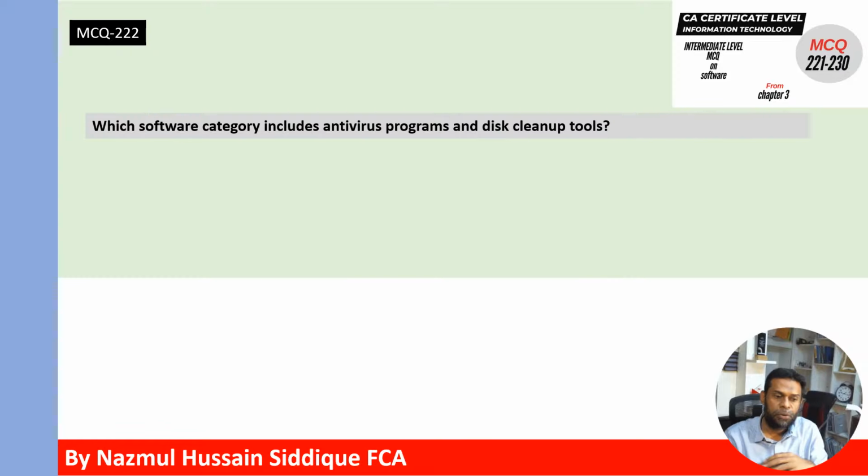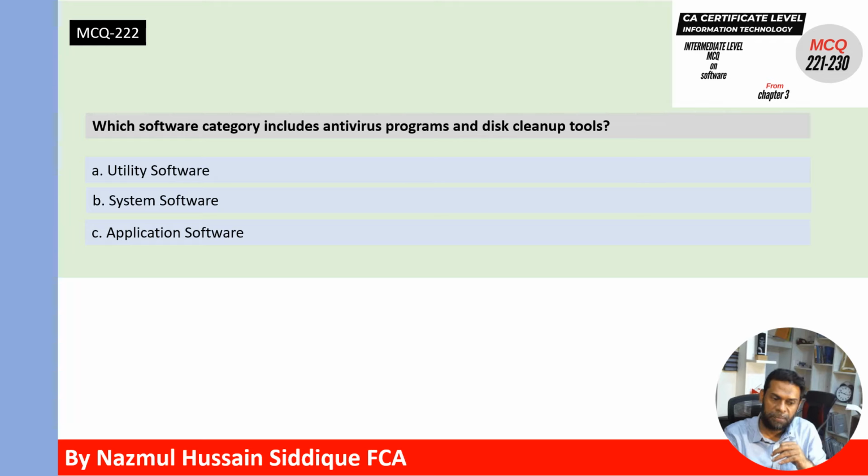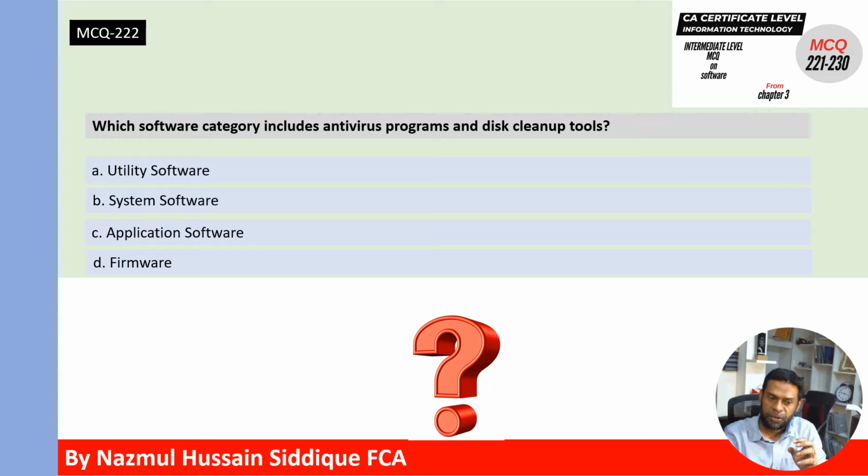Next question. Which software category includes antivirus programs and disk cleanup tools? Option A, utility software. Option B, system software. Option C, application software. Option D, firmware. Which software category includes antivirus programs and disk cleanup tools? The correct option is utility software. Antivirus programs and disk cleanup tools are utility software.